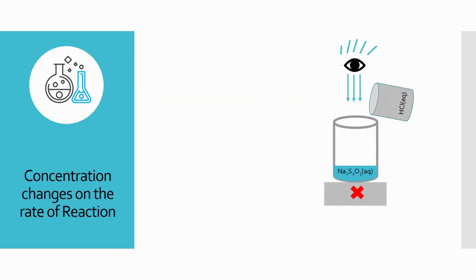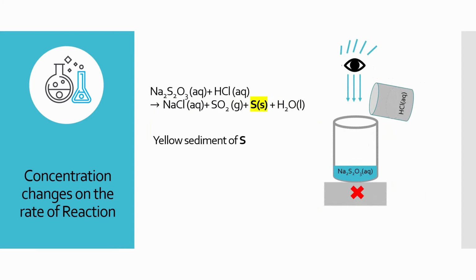Hydrochloric acid reacts with the sodium thiosulfate, making a sediment of sulfur. When sulfur sediment is coming there, we can't see the cross mark. And here, with more concentrated hydrochloric acid, the cross mark disappears quickly. So less time is needed to complete the reaction. So here we can explain the concentration effect on the rate of reaction very easily.